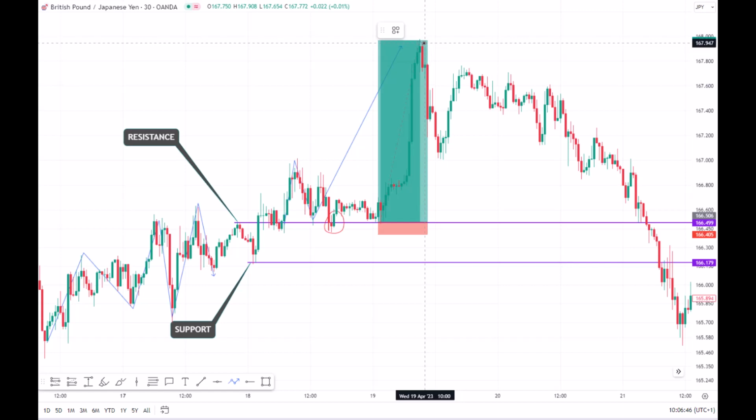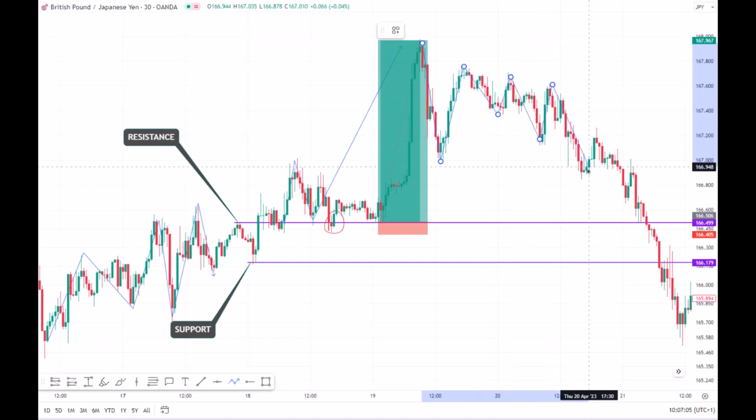Take a look at the structure again. Market started creating a lower low point, higher point, failing to create another higher point higher than this previous one. It ended up creating another higher point at this point. Low point, high point, another lower point, high point, lower point.